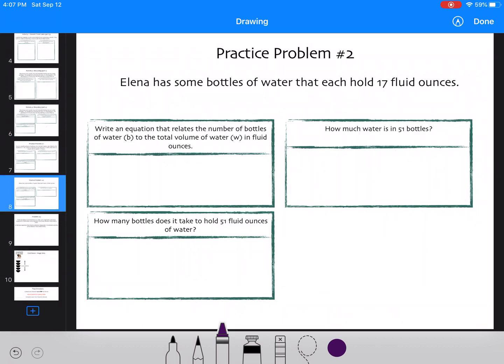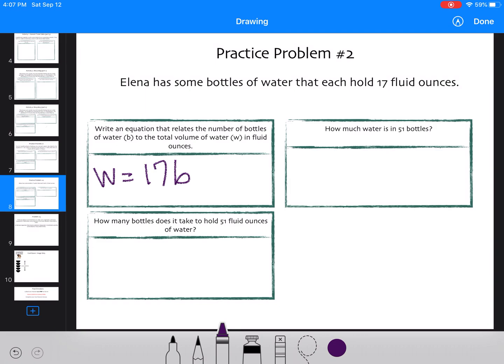Practice problem 2. Elena has some bottles of water that each hold 17 fluid ounces. So write an equation that relates the number of bottles of water B to the total volume of water W in fluid ounces. So right here we're trying to think, okay, what's happening here? So they want an equation. Elena has some bottles of water that each hold 17 fluid ounces. So 17 is going to be my constant of proportionality.